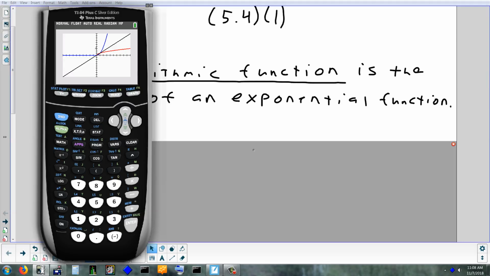Okay, we're not studying square and square rooting. We're studying exponential and log. So I'll graph those in a minute.